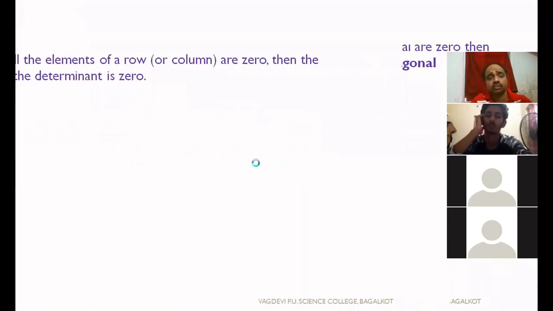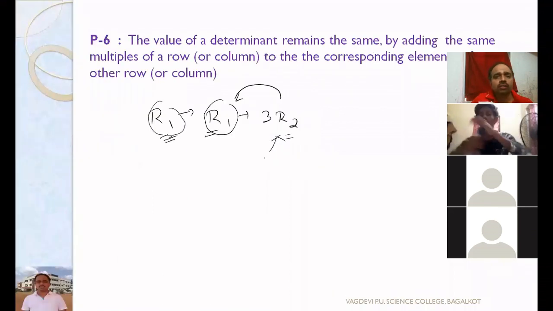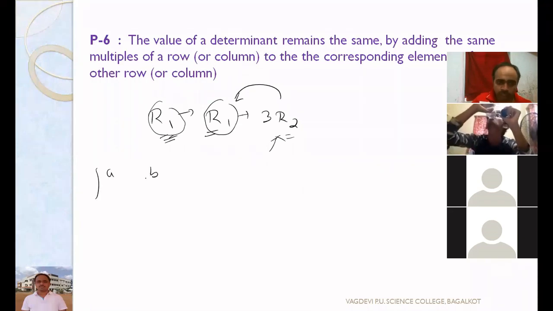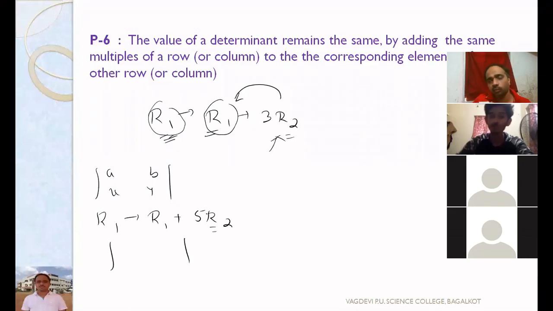Repeat the sixth. What is there in the sixth property? The value of the determinant remains the same by adding the same multiples. Okay. I will write one determinant. A simple determinant, I will take a, b, x, y. One more time I'm explaining. If I write r1 changes to r1 plus 5r2, what does it mean? You should not change r2. I'm multiplying by 5, but I'm not changing it. So what is 5 into r2? 5x, 5y. So they have to be added.